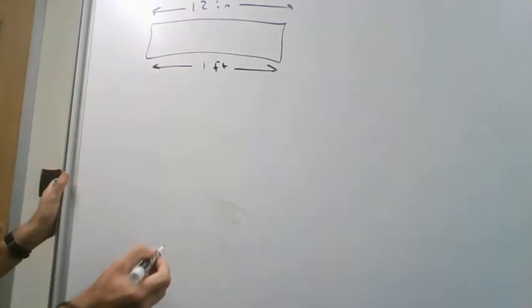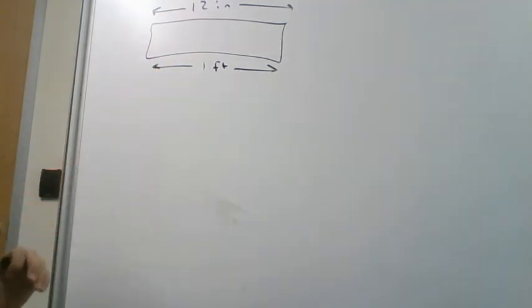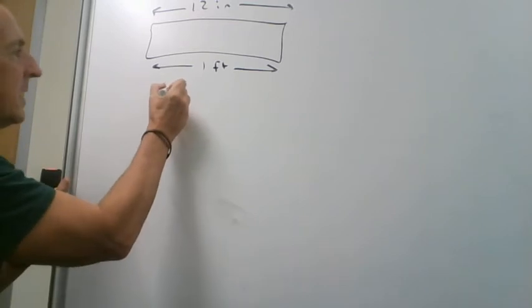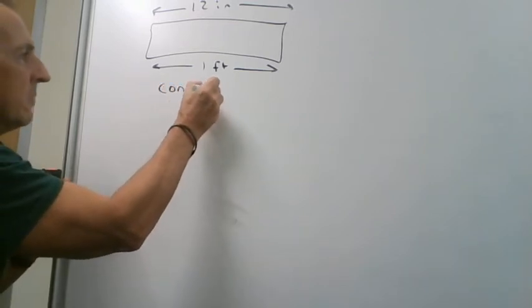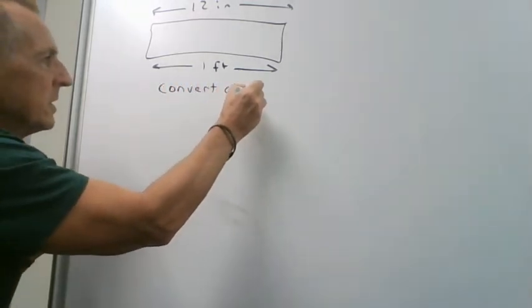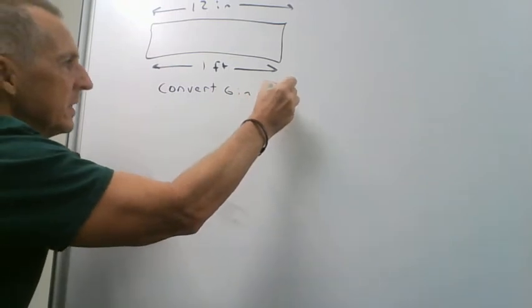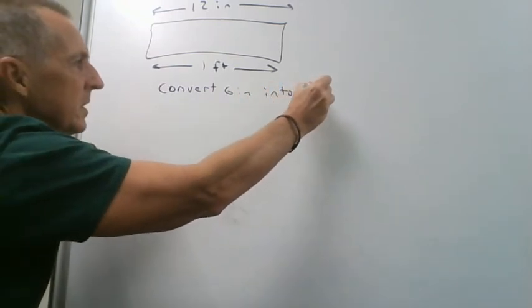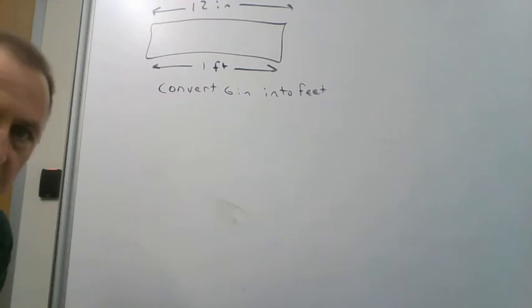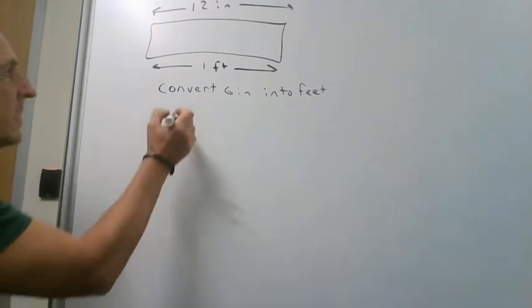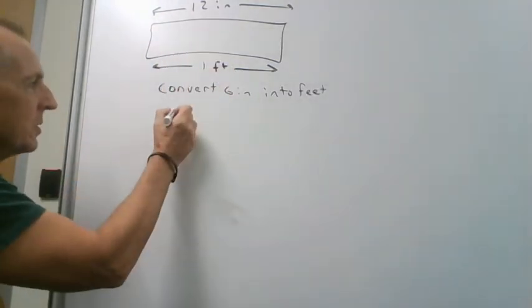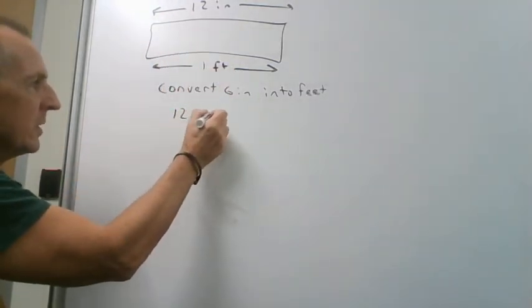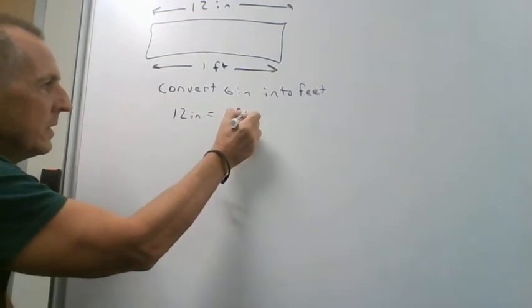And we want to convert 6 inches into feet. So the first thing we need to do to make this conversion is know an equivalence statement. How many inches are equivalent to a foot? So from a standard ruler, we know that 12 inches equal 1 foot.